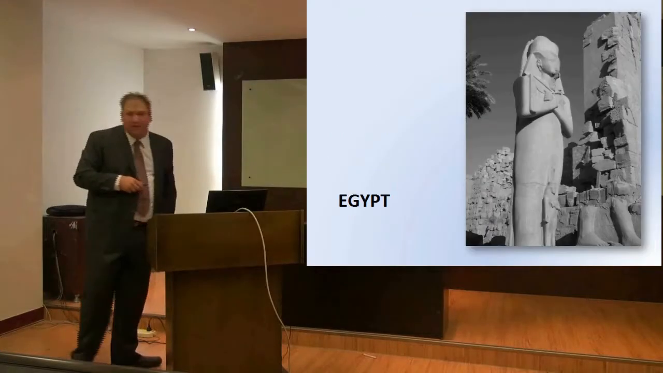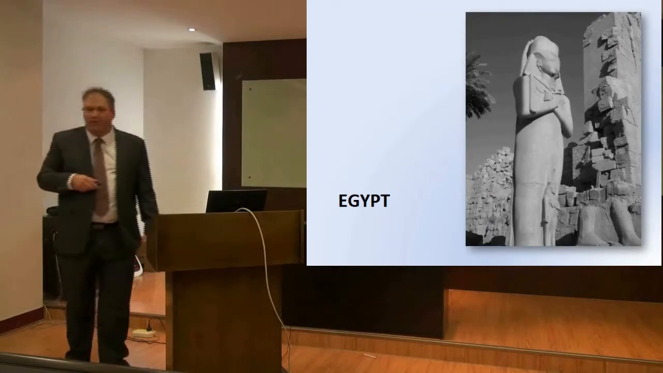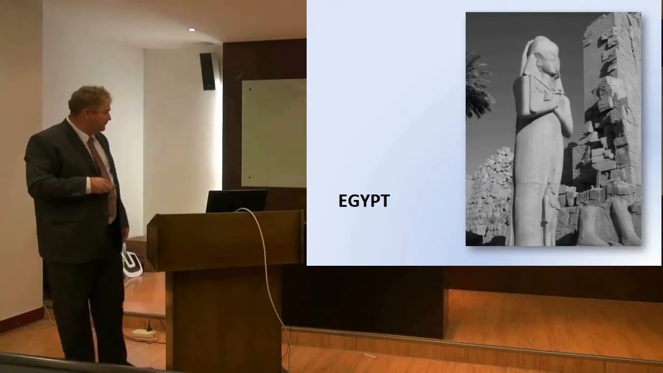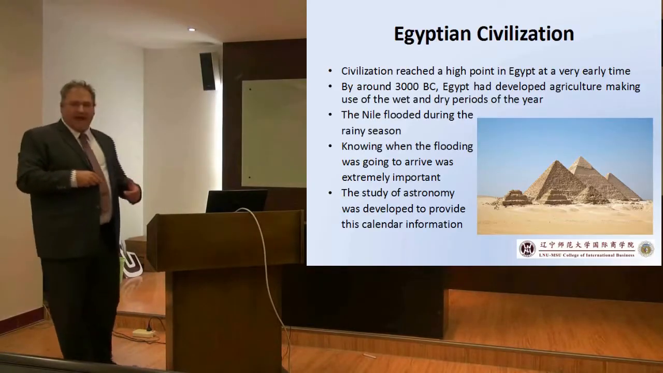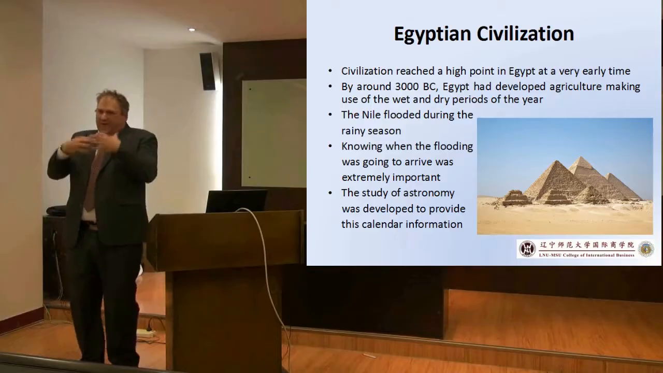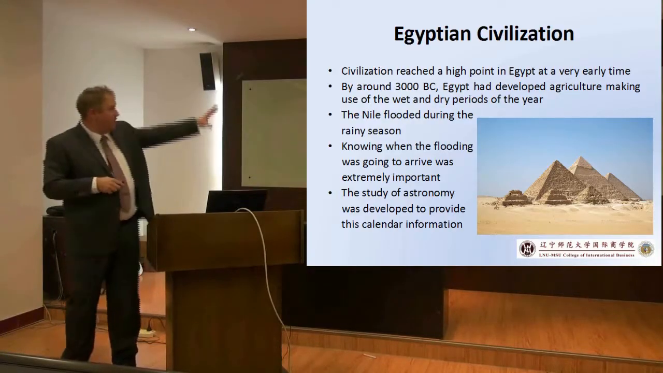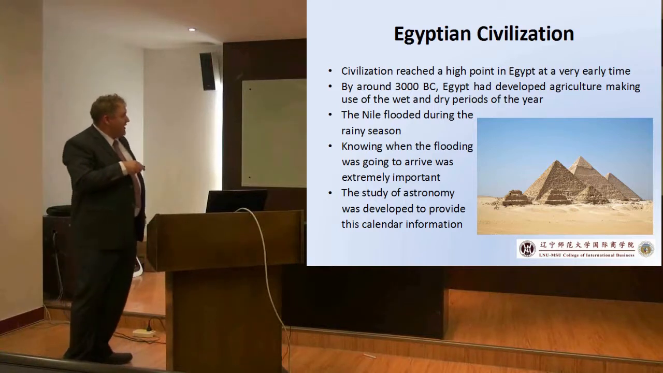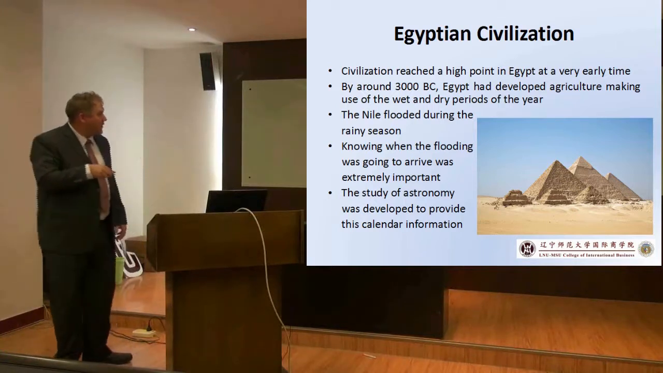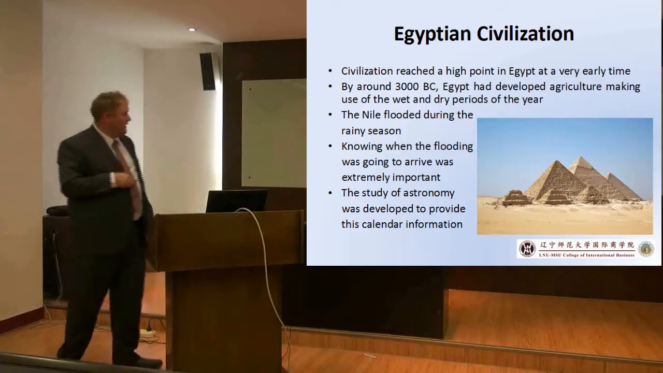Okay, so let's start off with Egypt. Egypt's one of the oldest cultures we know of, and again, remember I was saying what developed mathematics? Well, you're going to see this theme come up over and over again. So with the Egyptians, again, they reached a high point in Egypt at a very early time, around 3000 BC.